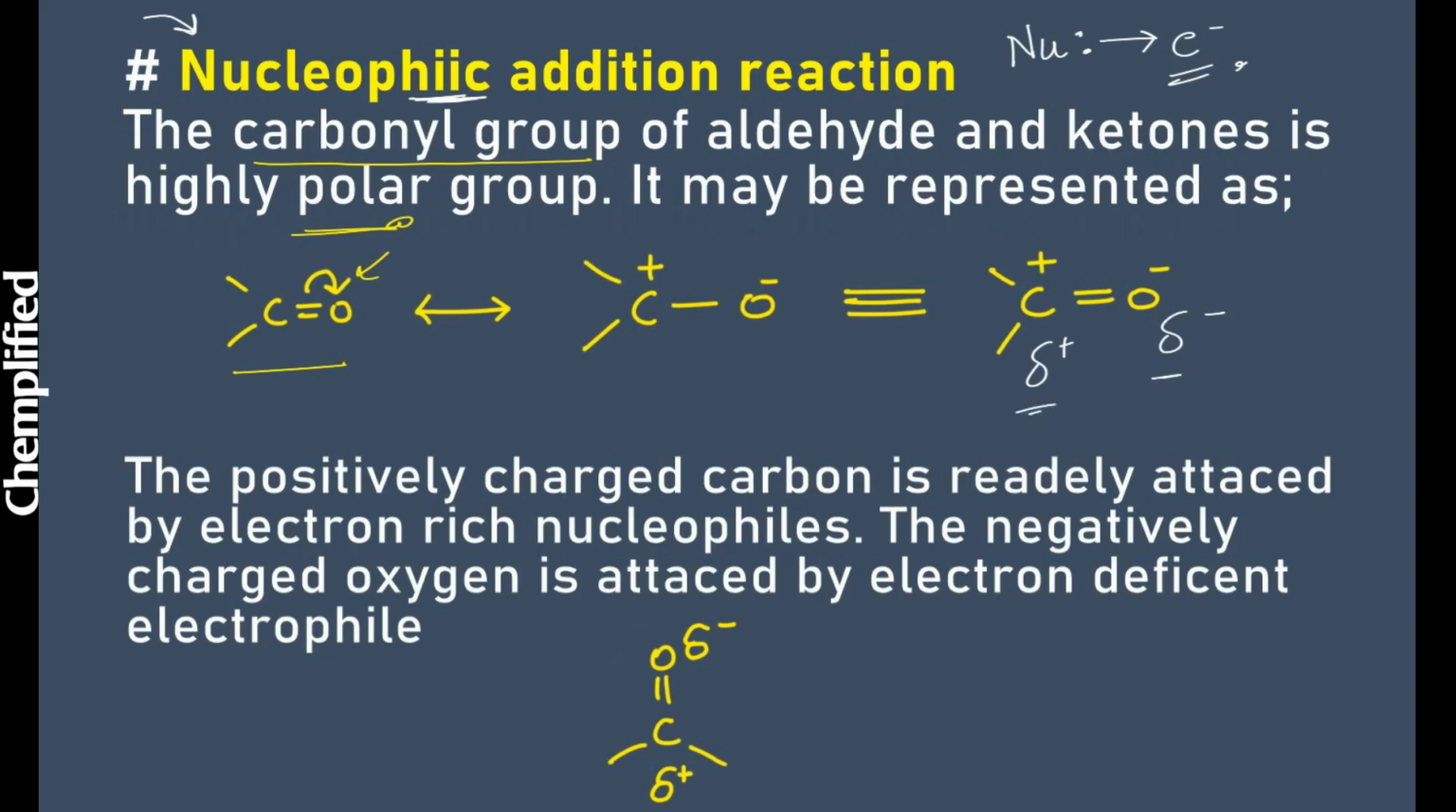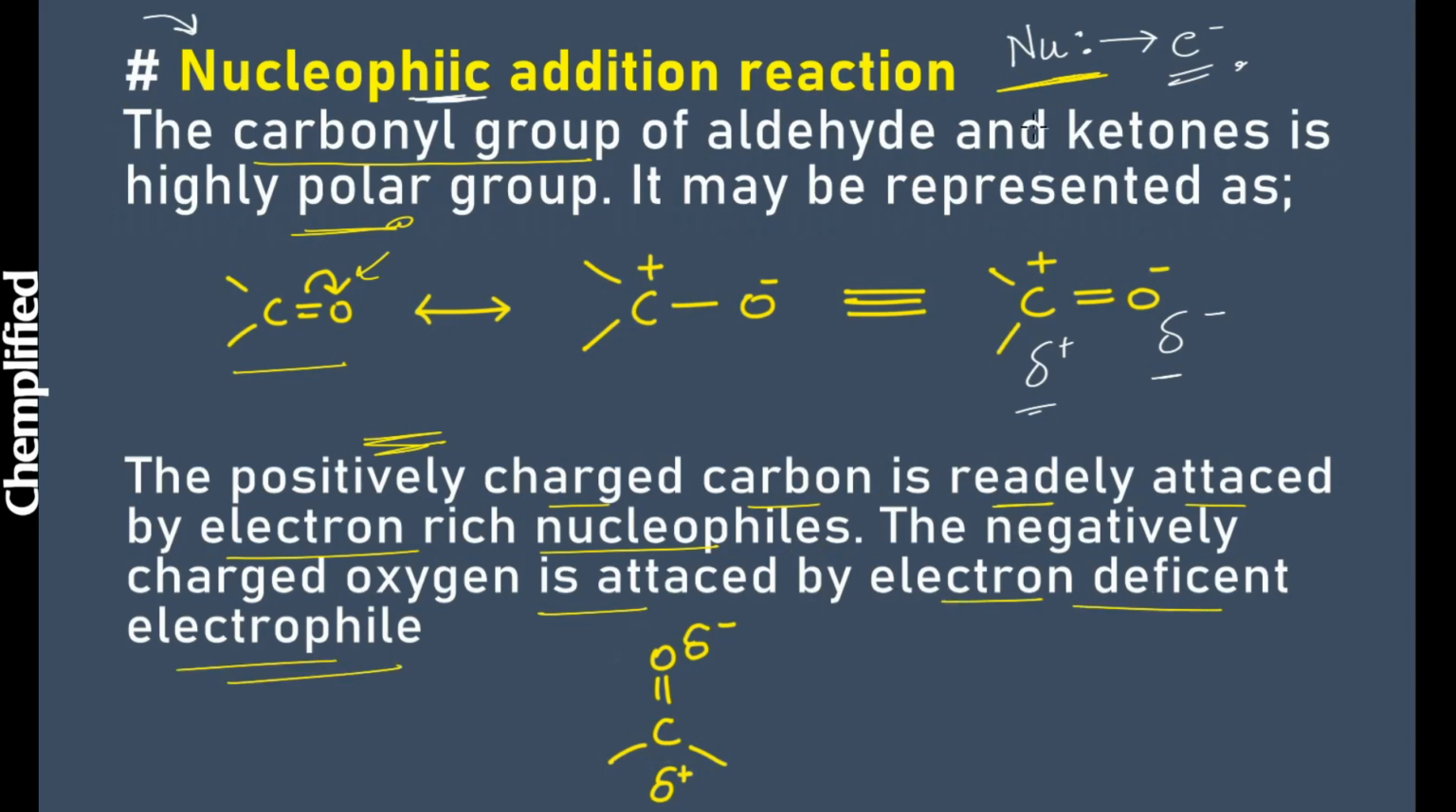Now, the positively charged carbon is readily attacked by an electron-rich nucleophile. We have already discussed that a nucleophile has the ability to donate electrons, and that can be an ion or a neutral molecule. Electron-rich nucleophile will readily attack the positively charged carbon. Why? Because electrons are negatively charged, they will try to find a positive charge. Now the negatively charged oxygen is attacked by an electron-deficient electrophile.